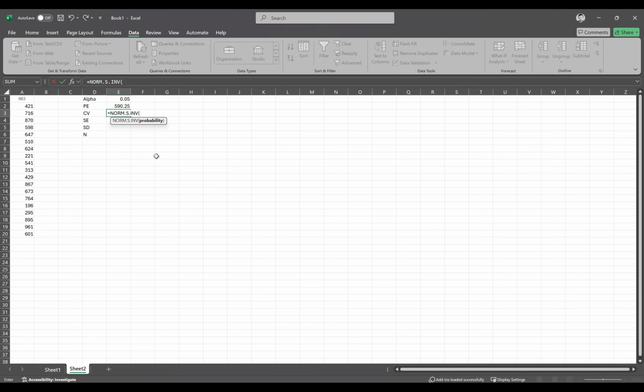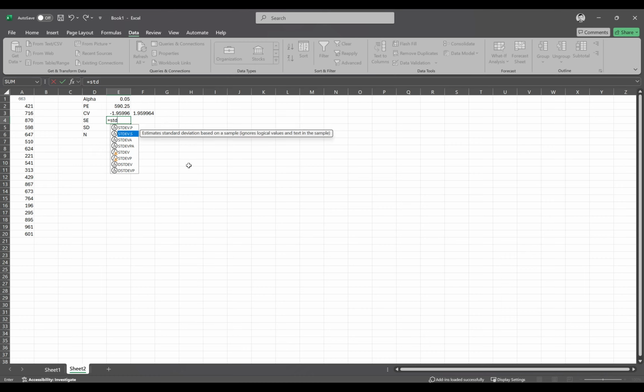It's norm.s.inv, if I remember correctly. And then we had 2, remember the bottom end and the top end. The bottom end was just alpha over 2 in there for the probability. And then the top end, I can just copy all this, and escape gets me out if I'm stuck selecting a cell. And then it's just 1 minus this E1 over 2.